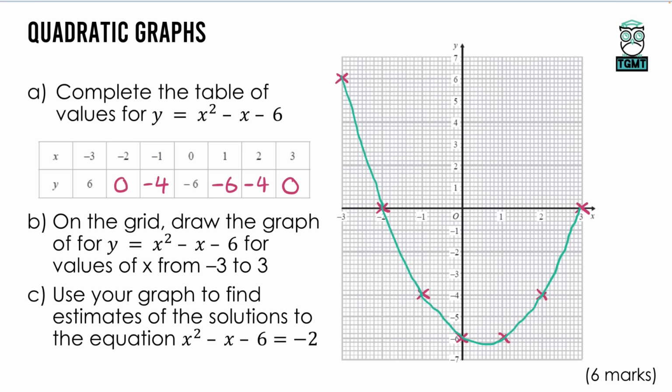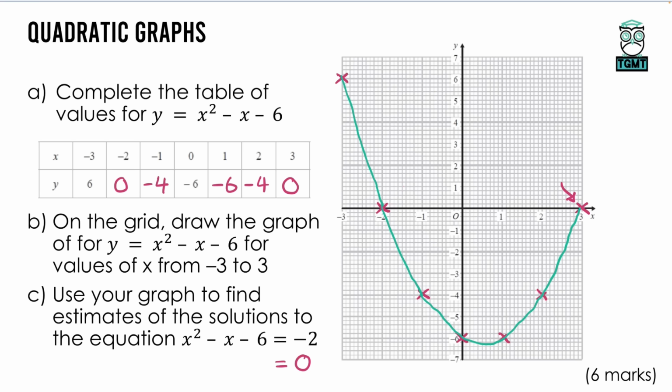For part C, it says use your graph to find estimates to the solutions of the equation where x squared minus x minus 6 is equal to -2. Now, if it had said equals 0, which it doesn't, then we'd be looking at these points here where it crosses the x-axis. So our answers would be -2 and 3.